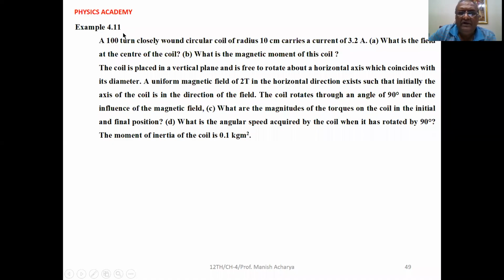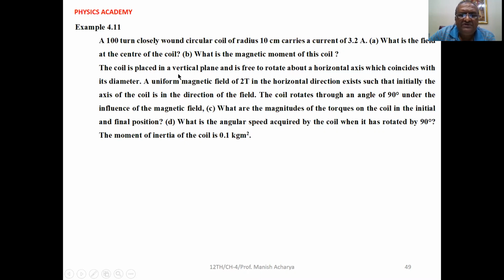Example 4.11. A 100-turn closely wound circular coil of radius 10 centimeter carries a current of 3.2 ampere. A. What is the field at the center of the coil? B. What is the magnetic moment of this coil?